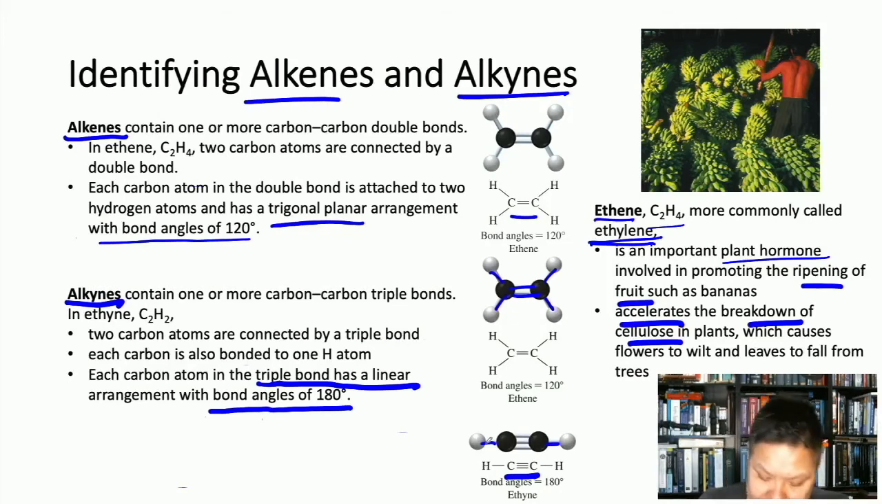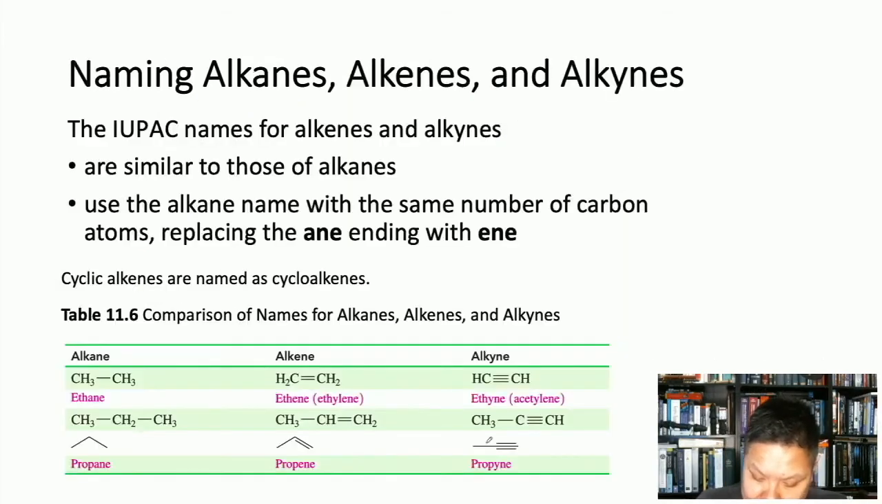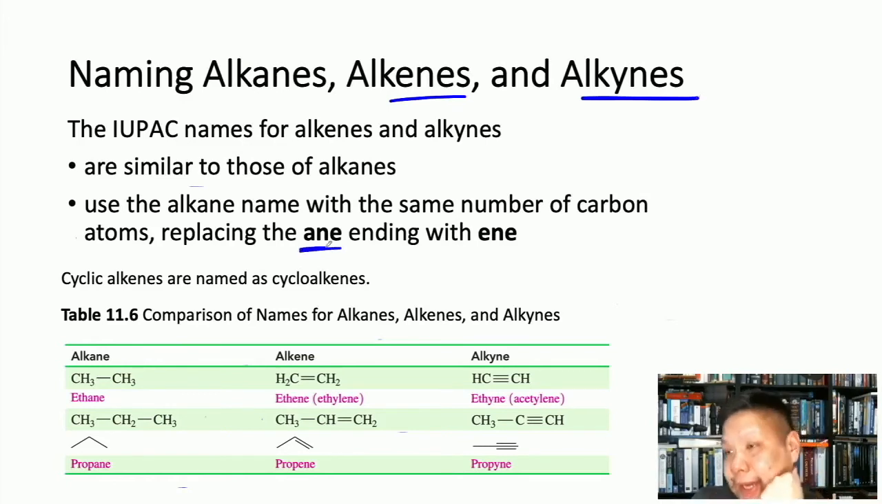Keep that in mind. So how do we name alkenes and alkynes as compared to alkanes? Well, in alkanes, we always name it with an ane, like ethane. Well, with alkenes, we just change the ane to an ene.